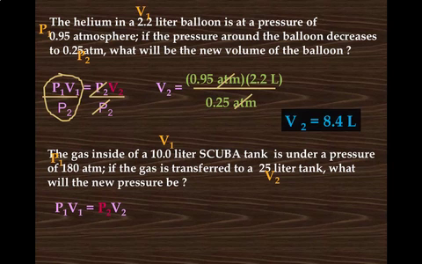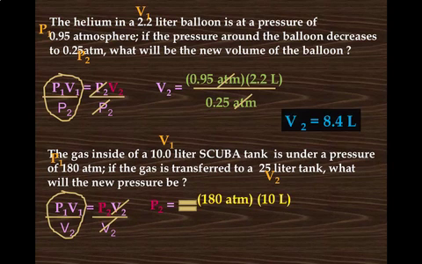So I'm solving for P2, so I want to divide both sides by V2 to get it to cancel. And there's my formula, so I'm going to plug in. I have 180 times 10 over 25, and when I multiply all that out, I get 72 atmospheres.